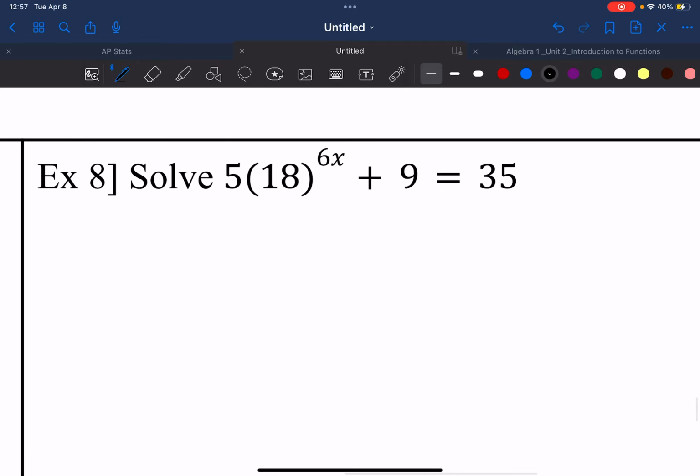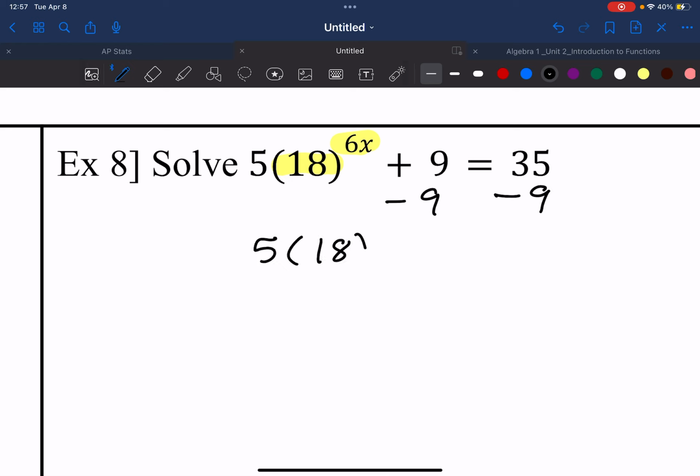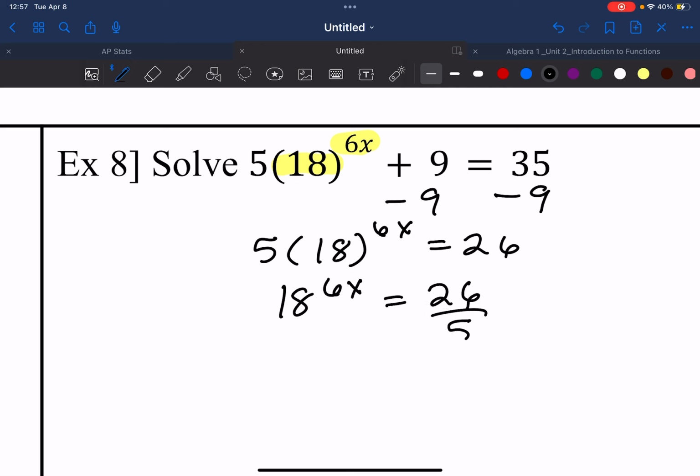Okay, last one, number 8. Okay, so again, we have to make sure that whatever we're dealing with is by itself. So this base, 18 to the 6x power, has a 5 in the front and a plus 9 behind it. So I have to subtract the 9. So 5 times 18 to the 6x power is equal to 26. Divide by 5, so I get 18 to the 6x power is 26 divided by 5. And now I can turn this into a log by circling my base, wrapping around, and pointing to my exponent.